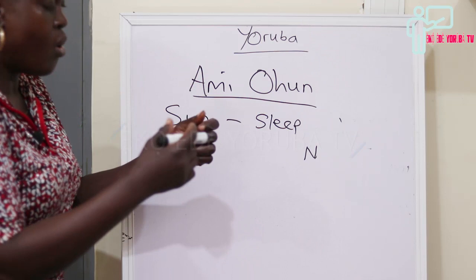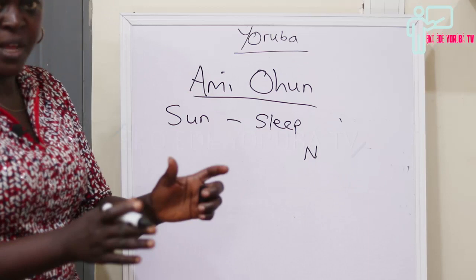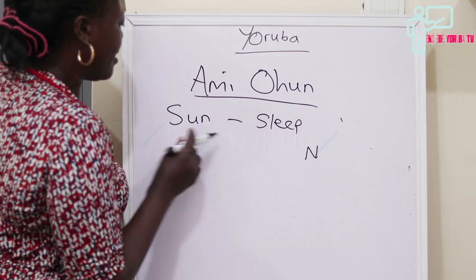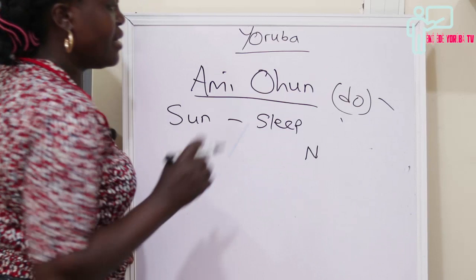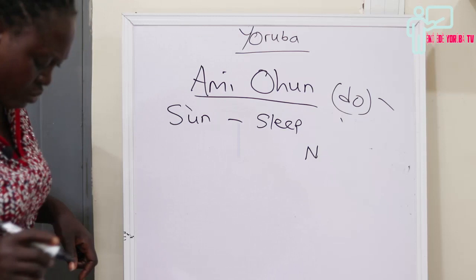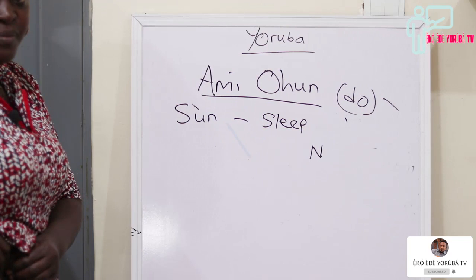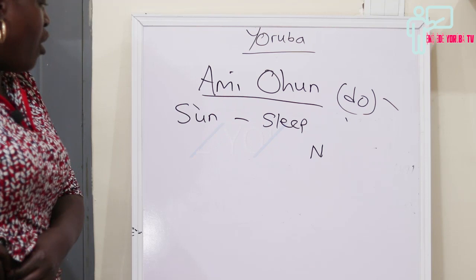So anytime you are putting a sign, I've told you the sign of do, we are talking about do now. This is the sign. You just put a sign like this. Don't put a sign at the top of consonants. Do not put any sign at the top of any consonant letter.